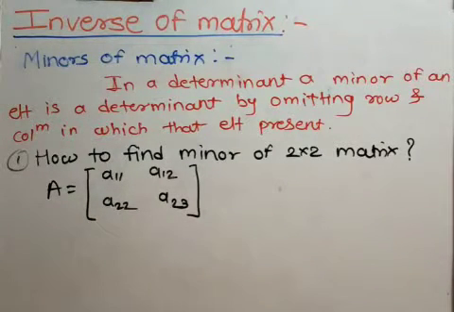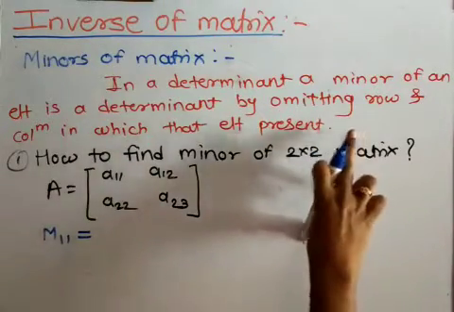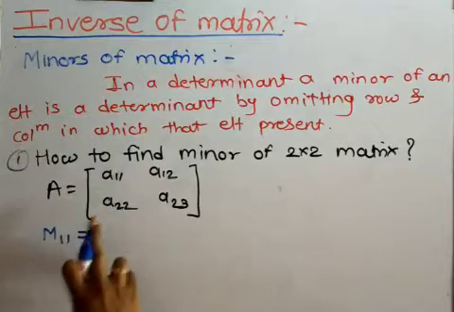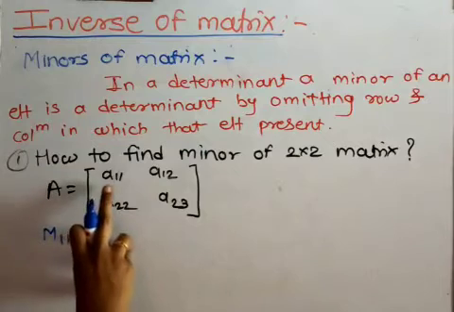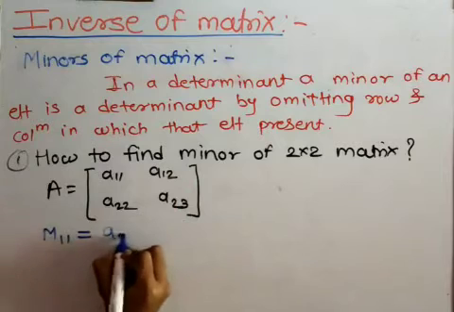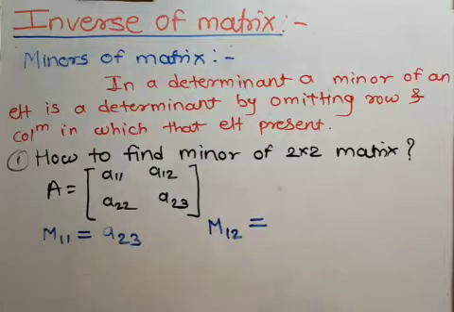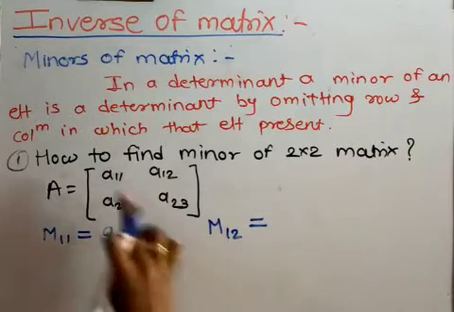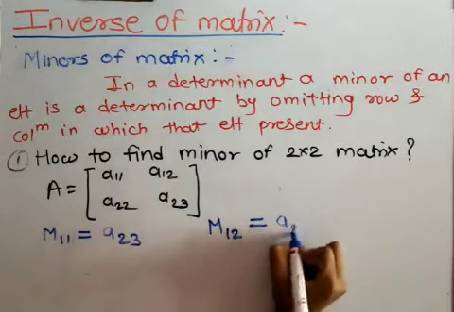Okay, see, the first element is M11. By definition, it is the determinant obtained by omitting the row and column in which that element is present. So for the minor M11, we neglect the first row and first column. So the remaining part is A22, right? Same as it is for M12. For this minor, we neglect the first row and second column, so the remaining part is A21, right?